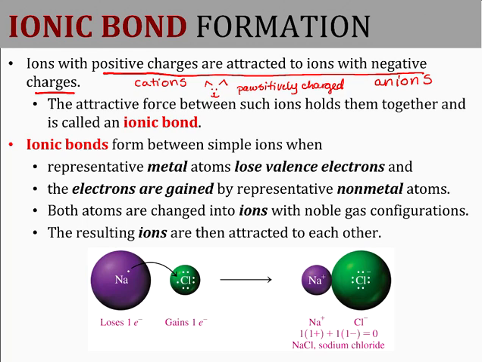Okay, so the attractive force between the positive and negative ions is what holds them together, and that force between them is called an ionic bond. So ionic bonds form between simple ions when a representative metal loses valence electrons, and then a nonmetal is going to gain those electrons.